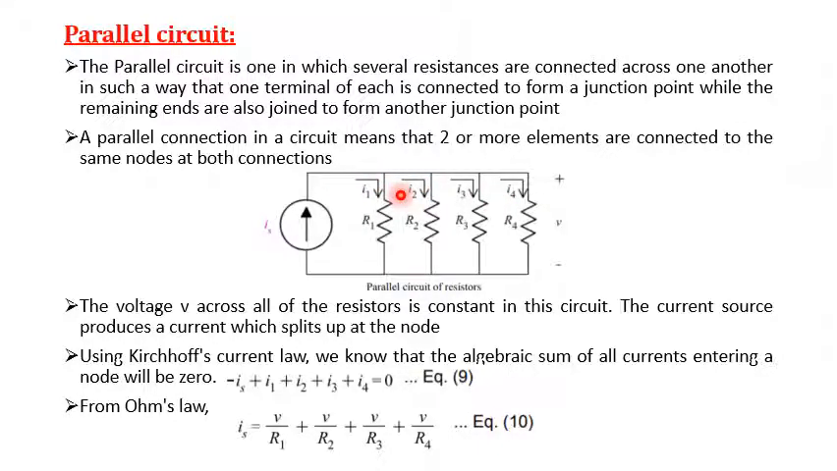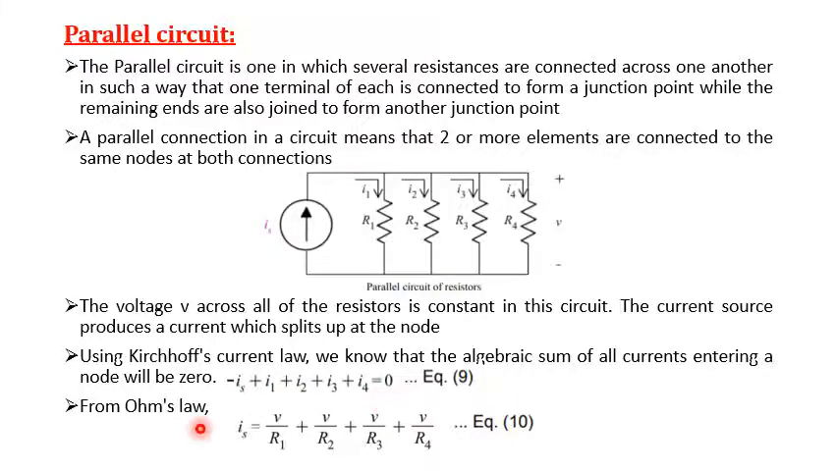In Kirchhoff's current law, what we just studied, where the current is entering, you consider it a positive value. Where the current is leaving, you consider it a negative value. So according to that you can write minus Is plus I1 plus I2 plus I3 plus I4 is equal to 0.